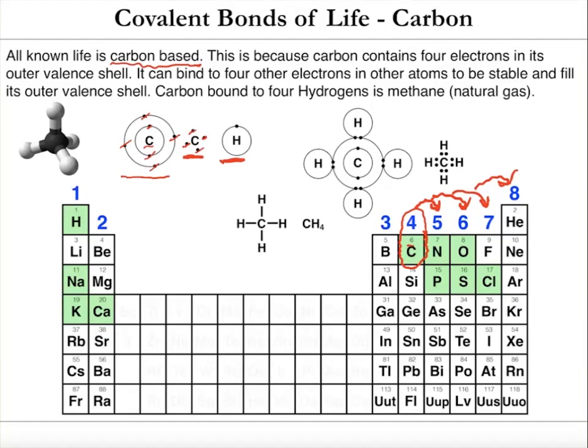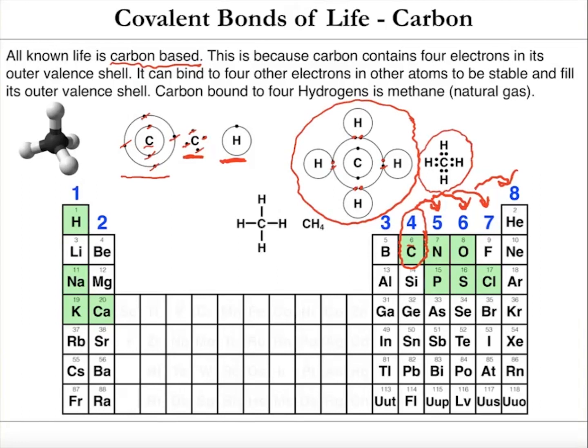So we have hydrogen right here. You can fill that outer valence shell of carbon by attaching 4 hydrogens to it. And this also, at the same time, fulfills the stability of the hydrogen, because hydrogen now has 2 electrons in its outer valence shell. So now it's stable. So you can also show this molecule like this right here.